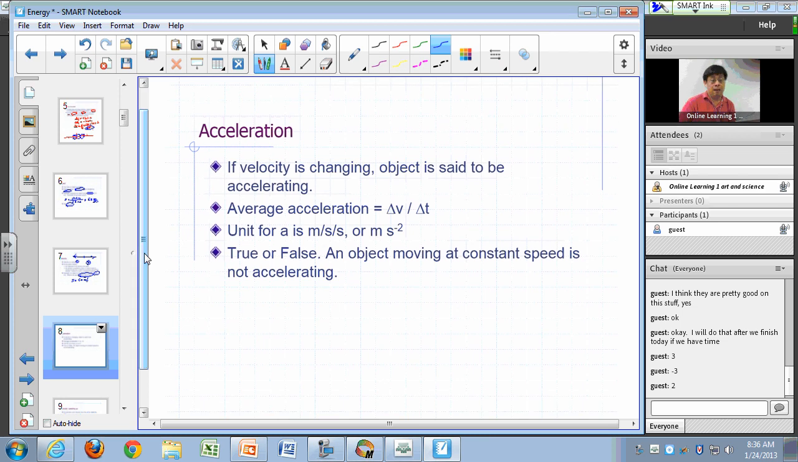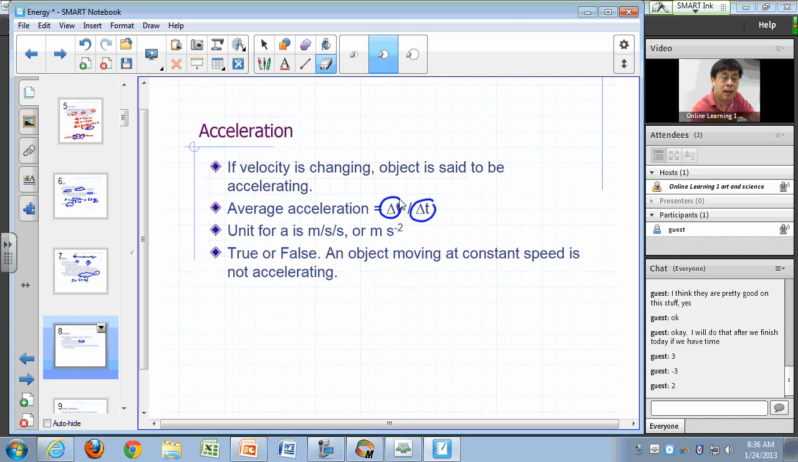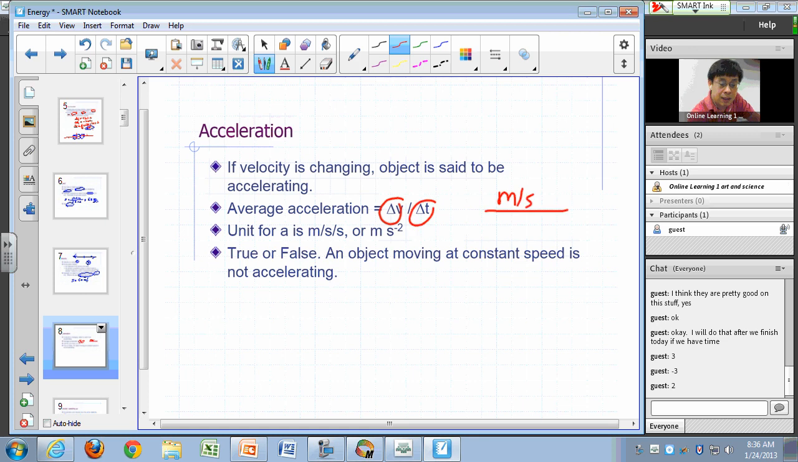Now, acceleration. If the velocity of an object is changing, we say it's accelerating. It's experiencing an acceleration. So the average acceleration is the change in velocity divided by the elapsed time, the change in time. The unit for acceleration would be the unit for the numerator. A unit for velocity is meters per second, and then the unit for time is seconds. So the unit for acceleration is meters per second, per second, or meters per second squared.